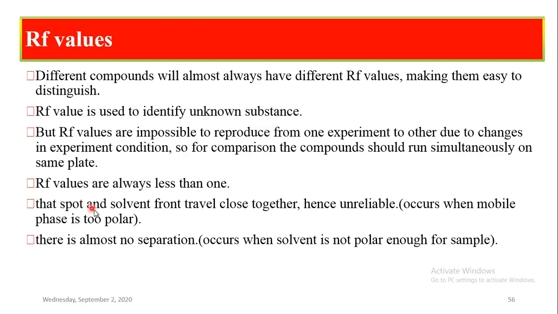When the spot and the solvent front travel close together, the result is unreliable, and this occurs when the mobile phase is too polar. They reach the solvent front, so it is difficult to distinguish between them. There is almost no separation when the solvent is not polar enough for the sample. Then they are not properly separated, so we cannot properly calculate the RF value of the substance.